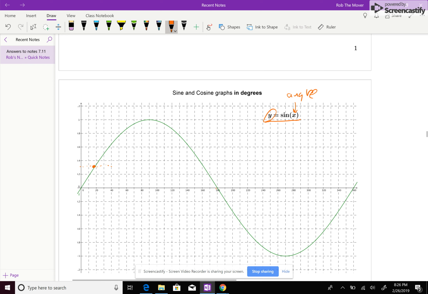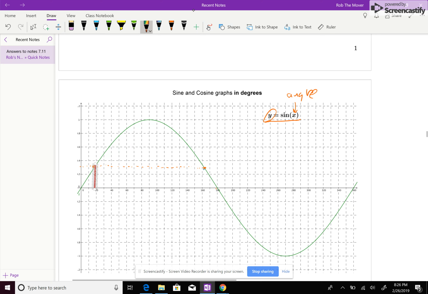And if you keep drawing 0.3 across, it's halfway between 0.2 and 0.4. Get one right there. Now we're going to follow that down and approximate where that is. Let me draw a line from here down. And can you see that's approximately 18 degrees?